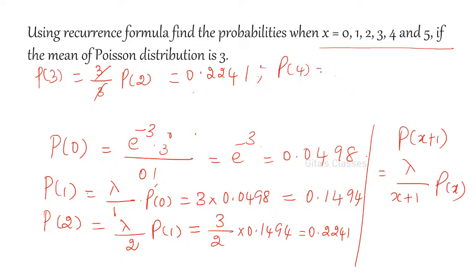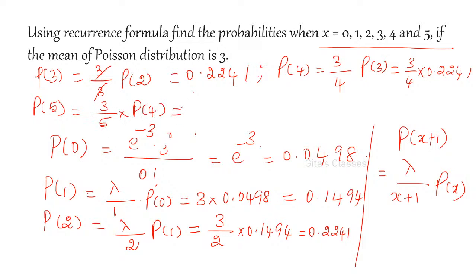And what is P of 4? P of 4 is 3 divided by whatever value you have, that you have to write in the denominator, that is 3 by 4 into P of 3. That is 3 by 4 into 0.2241. What is the value? Quickly find out P of 4 and last is P of 5. P of 5 is 3 divided by 5 into P of 4. Tell me the values. Do it quickly.